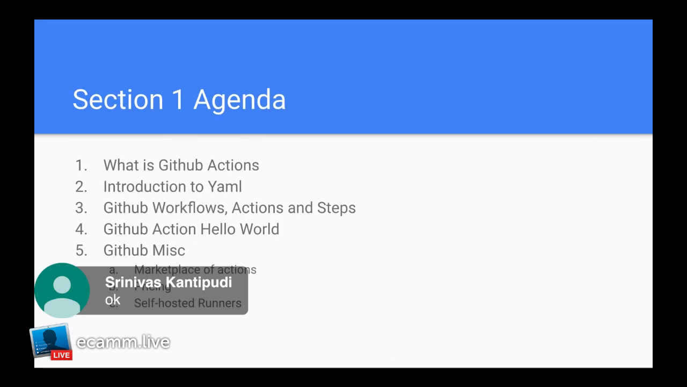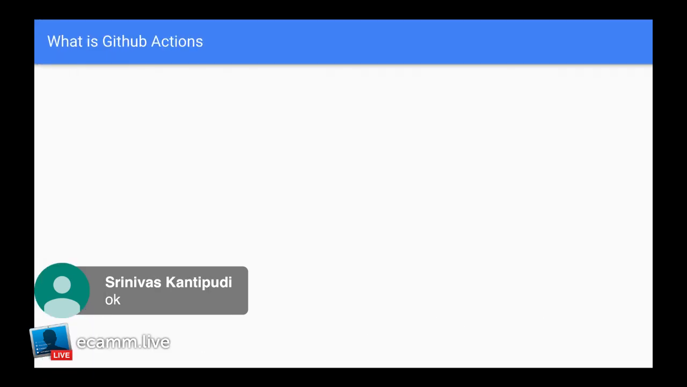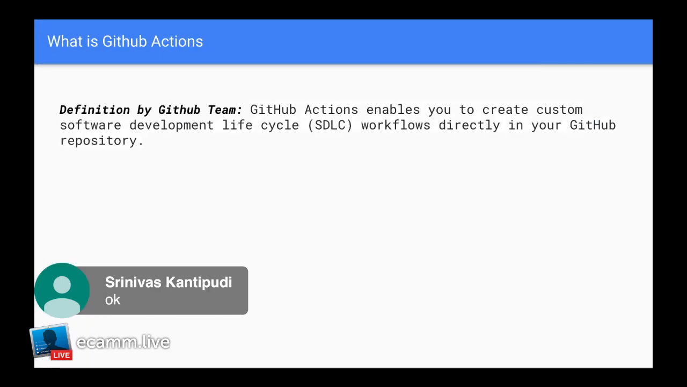So as I mentioned, the agenda for today is I just wanted to keep it very simple so that we get a good grasp of what exactly is GitHub Actions and a couple of hello world kind of examples. Right. So yes, this is the standard definition given for GitHub Actions by the GitHub team. GitHub Actions enables us to create custom software development flows.